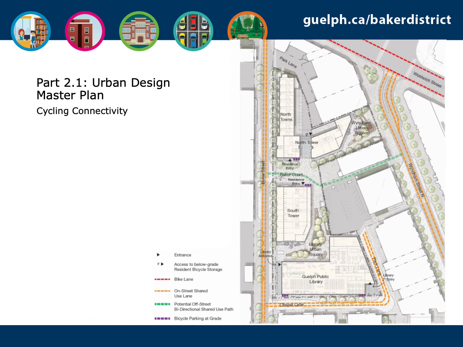Cycling connectivity is supported in the Baker District through flanking on-street shared use bike lanes on Baker Street, Chapel Lane, Park Lane, and Wyndham Street North. Convenient bicycle parking is located adjacent to the principal residential and library entrances, with further residential bike parking below grade. And the potential for a further east-west off-street bidirectional shared use path is being investigated north of the County of Wellington property to connect Wyndham Street North with Baker Street mid-block.